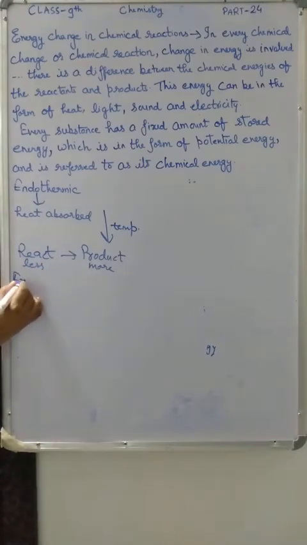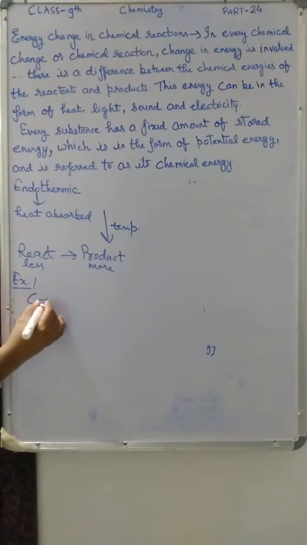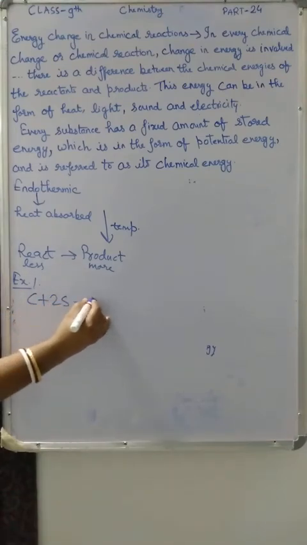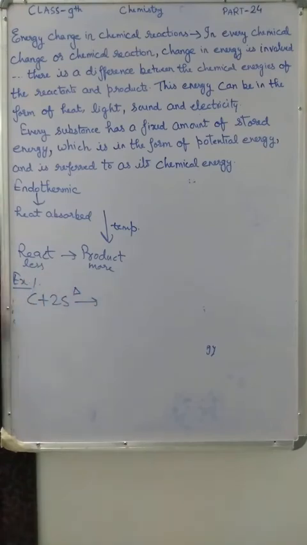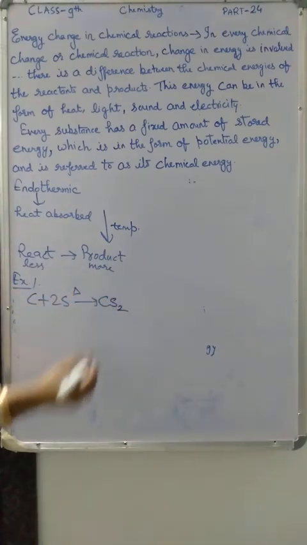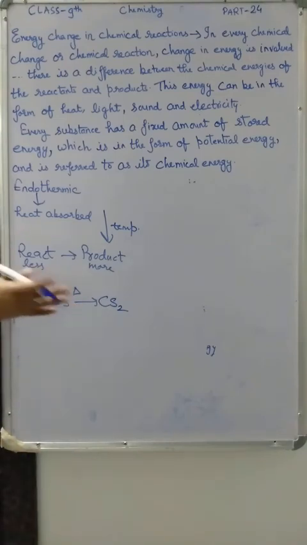Now some examples of endothermic reaction. First one, formation of carbon disulfide. When carbon is heated with sulfur at high temperature, this is the symbol of heat, liquid carbon disulfide is formed. Okay, in this heat is absorbed. In this condition heat is absorbing. So this is an example of endothermic reaction.